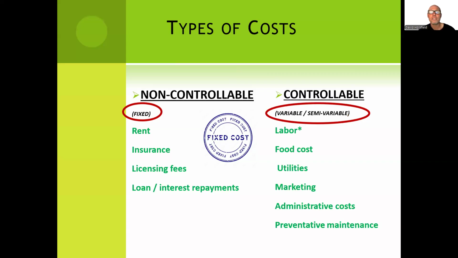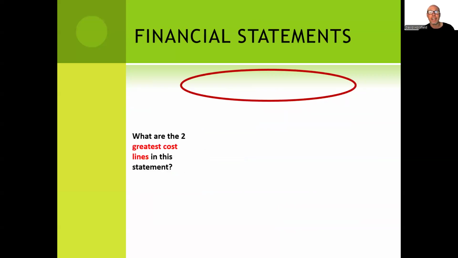And controllable variable and semi-variable costs, examples: labor and food costs. Utilities, we're going to use more gas the busier we are. We're going to use more electricity the busier we are. Marketing is a controllable cost. The category is controllable or non-controllable, right? Labor is controllable. Food cost is controllable. Utilities, marketing, administrative costs, they're all controllable. And controllable costs are the ones that we can control. So when we're taking money away from gross profit, it's our controllable costs that we look at to see where we can trim and save and stop the expenses getting out of hand.